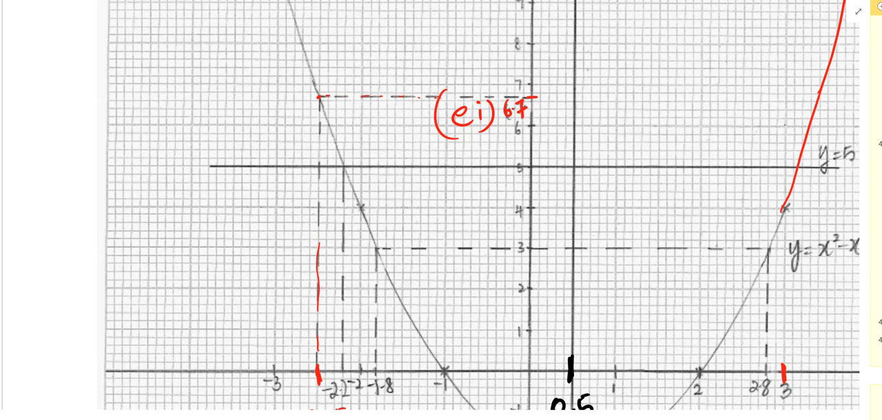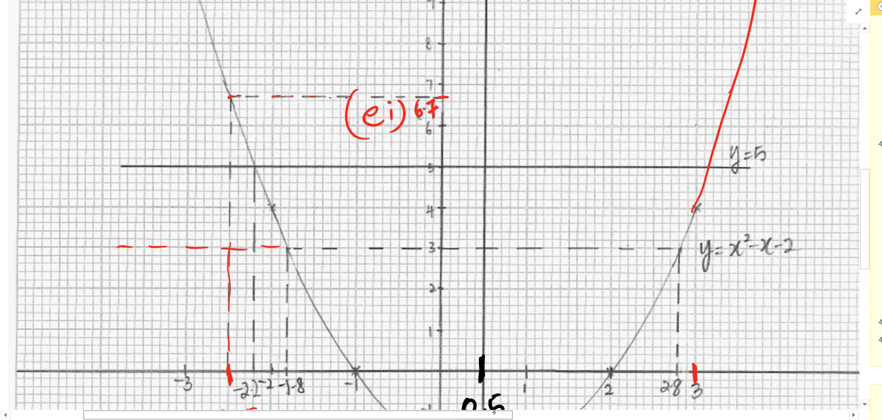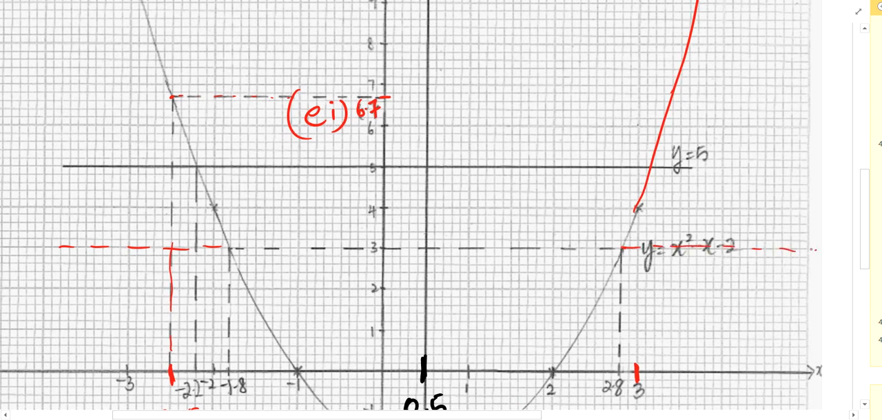So draw a dotted line all the way across. Okay, like this. Dotted line, y equals to 3. So this dotted line again will cut your graph at 2 points over here. So drop another dotted line down. Here I've got negative 1.8 as well as 2.8. Check your answer. Are they close?